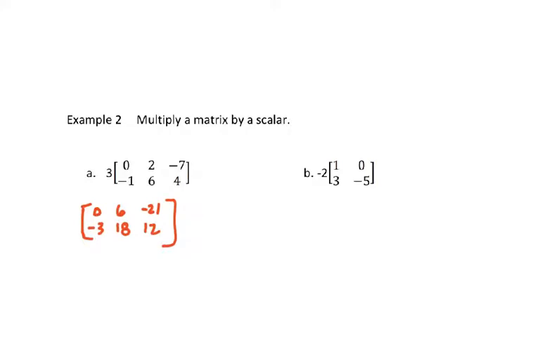And we're going to do the same thing again, but this time with negative 2. Negative 2 times 1 is negative 2. Negative 2 times 0 is 0. Negative 2 times 3 is negative 6. And negative 2 times negative 5 is 10. That's all there is to the scalar multiplication. Now, we're probably going to do some problems where we do the scalar multiplication and then addition.